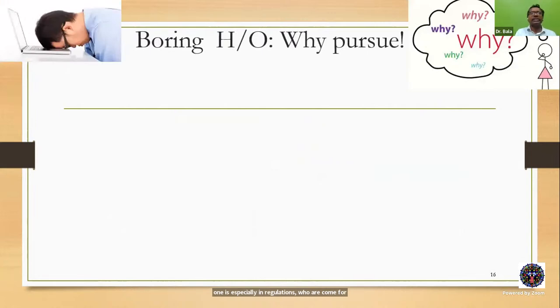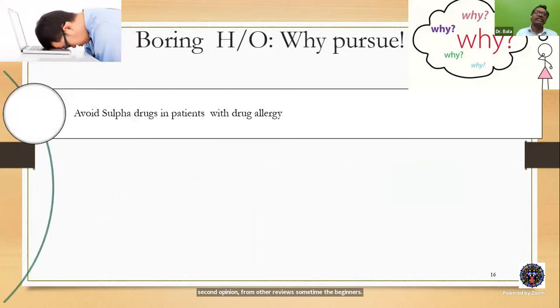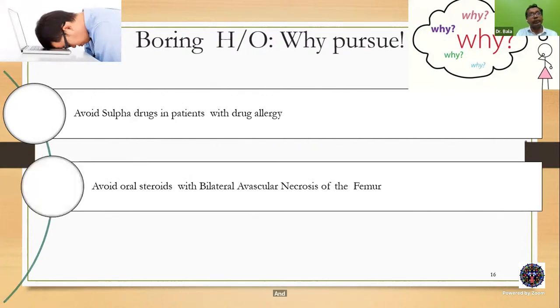Sometimes beginners say that history taking takes an enormous amount of time. It takes a minimum of 20 to 30 minutes, I agree. So why do we actually pursue it with so much patience and perseverance? Sometimes when there is a history of drug allergy, we may be tempted to give Bactrim DS as a toxoplasma drug. We have to be very careful in avoiding those. Sometimes, this was another very challenging case where the patient developed severe osteopenia as well as fracture of the bones.